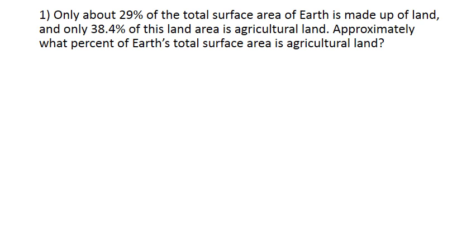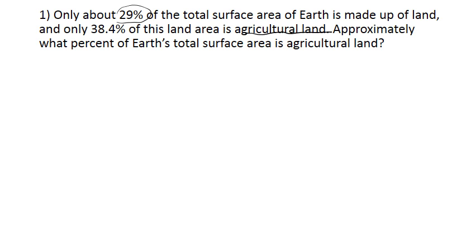Only about 29% of the total surface area of Earth is made up of land. So if you think of the globe or a map of the Earth in your head, only 29% of it is made up of land. The rest would be water. And only 38.4% of this land area is agricultural land. So that means that of 29% of the Earth's surface, all that land, only 38% of the land is agricultural land. Approximately what percent of Earth's total surface area is agricultural land?